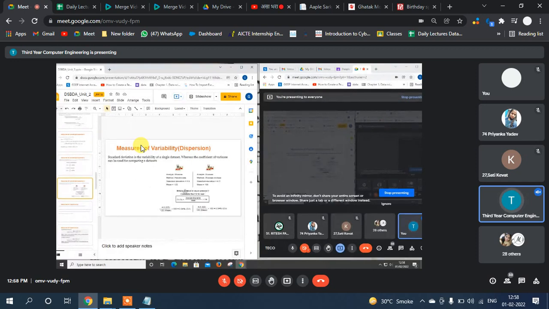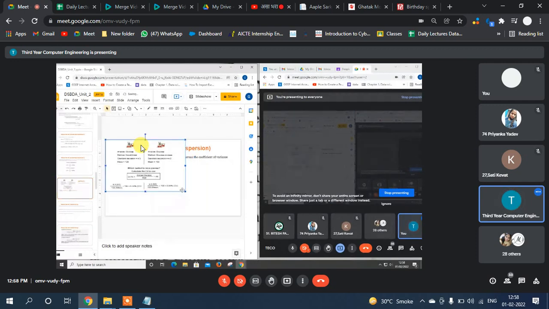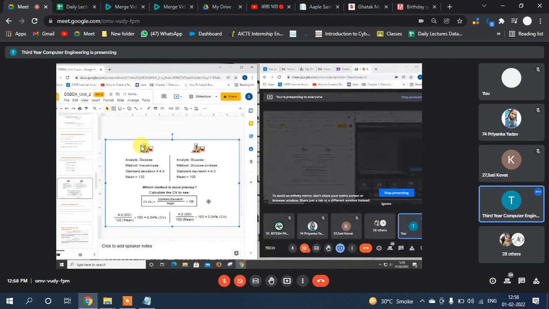Now this is one more example, an example of standard deviation. Let me enlarge it a little so you people can also see it. Fine, I can present it properly so it is visible to all.